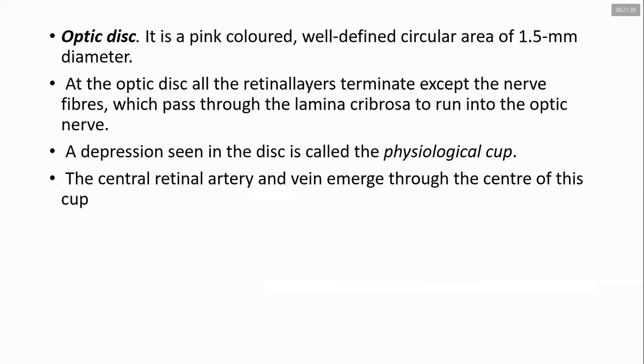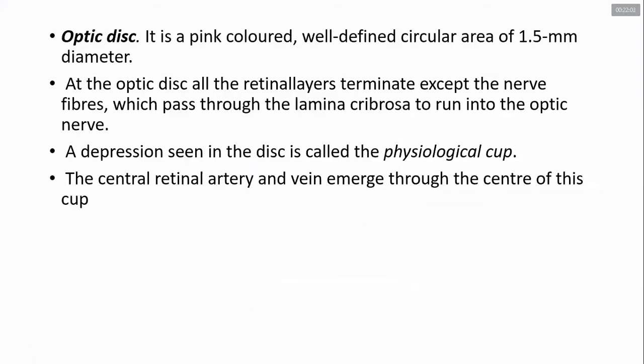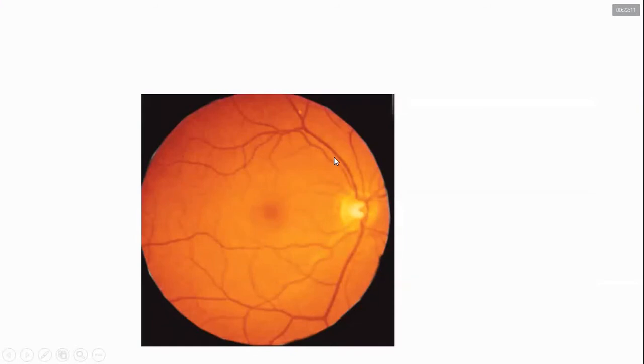At the optic disc, all the retinal layers terminate except the nerve fibers, which pass through the lamina cribrosa to run into the optic nerve. A depression seen in the disc is called the physiological cup. So I have said the small yellowish area which you will see here is a cup, the physiological cup. The central retinal artery and vein emerge from the center of this cup. So this is an artery and this is a vein. They emerge and descend over here.